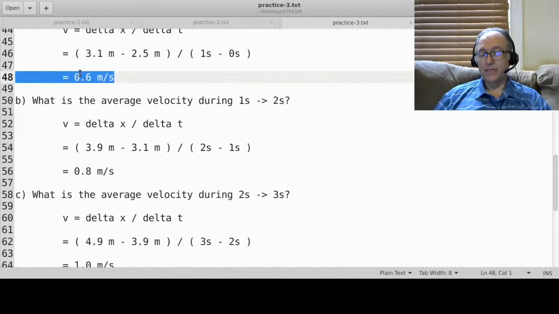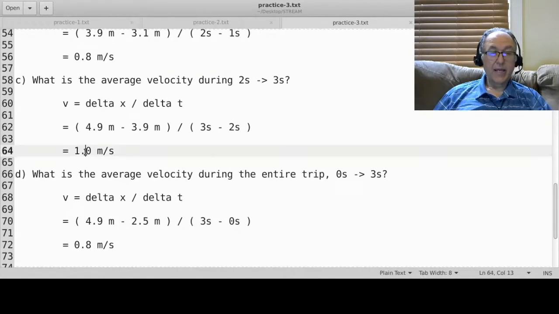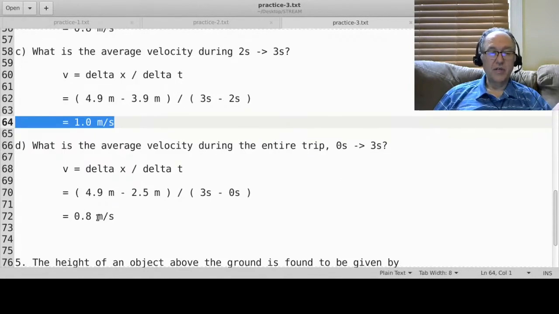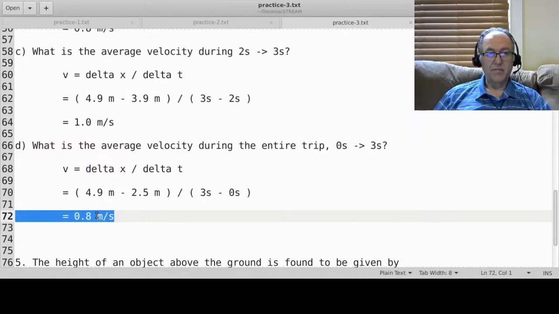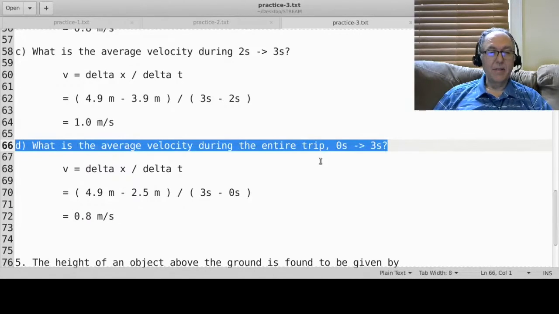It can't be less than 0.6 because that's the slowest you were going, and it can't be faster than 1 because that's the fastest you were going. And in fact, it turned out to be 0.8, which is in the middle of the two. So yeah, it does make sense that over the entire trip, the average velocity is 0.8 meters per second. It's between the two extremes. Your average is always going to be between your lowest and your highest possible extremes.